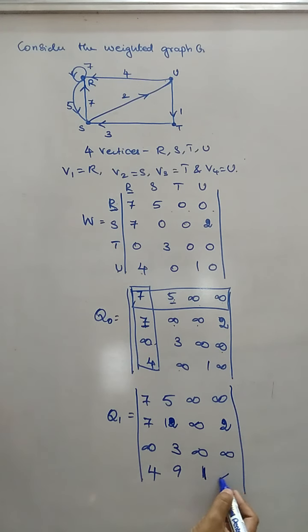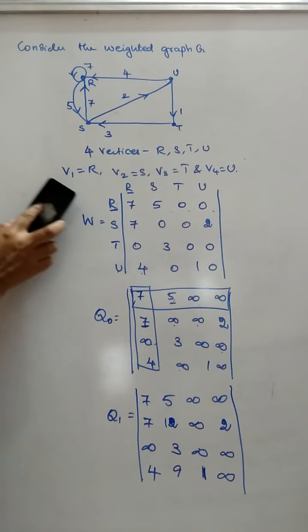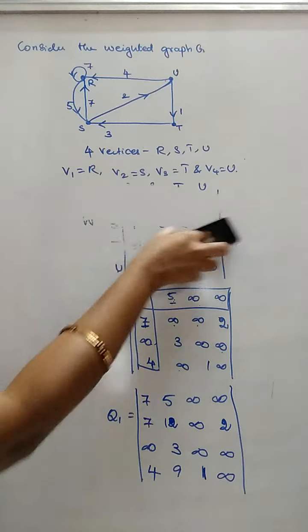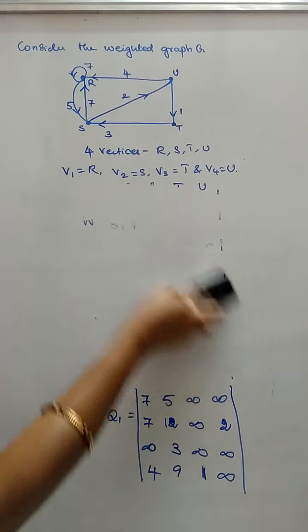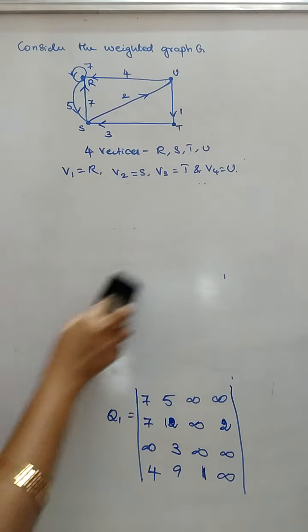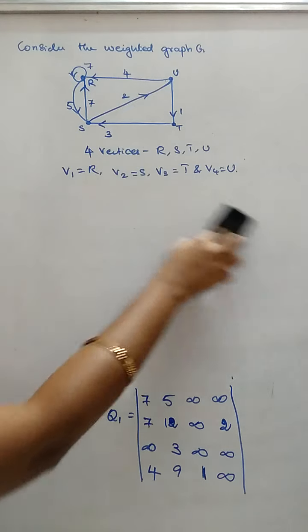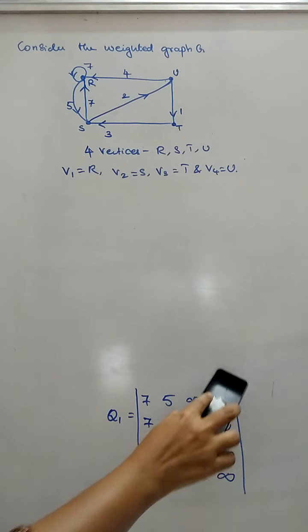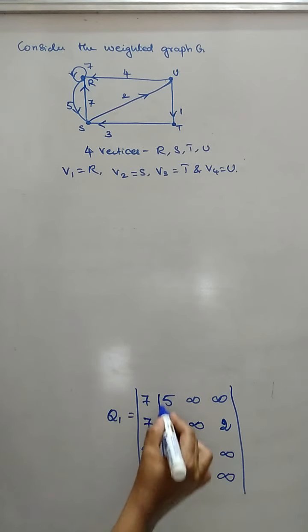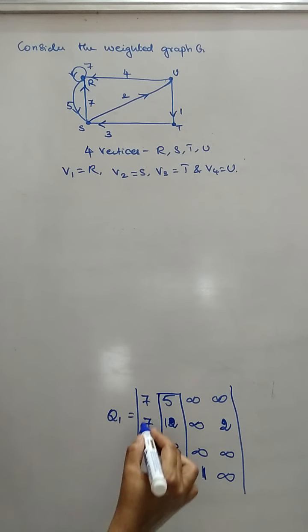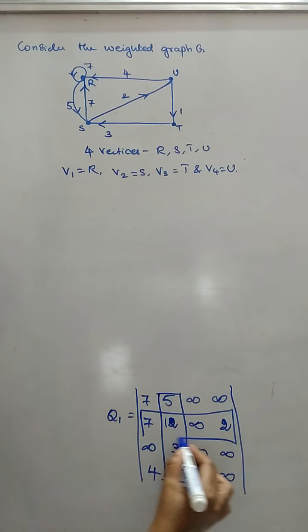Here also infinity. So we can put infinity here. Okay, so we have derived the Q1 matrix. Then I have to derive Q2 matrix from the Q1 matrix. In the Q0 matrix, I have chosen the first row and first column. Now here I am just going to select second column and second row.